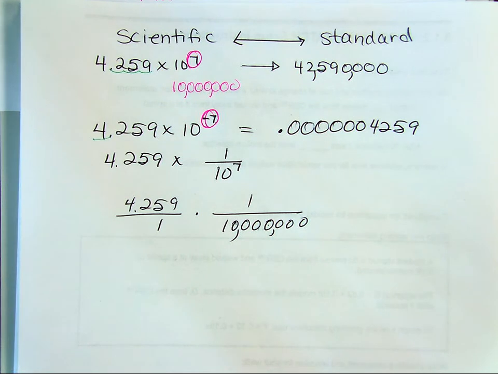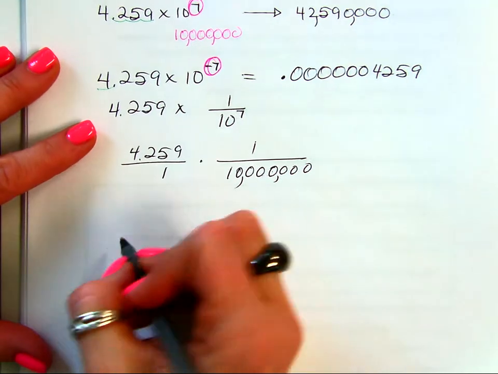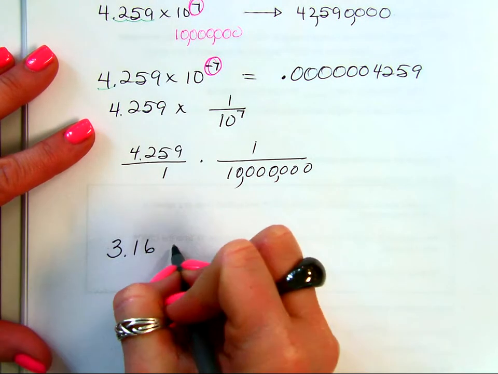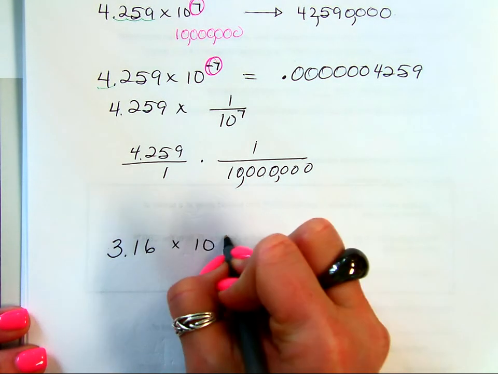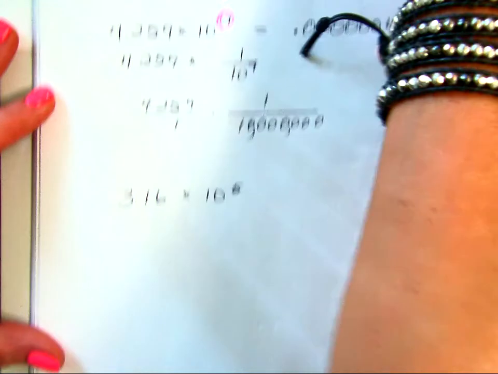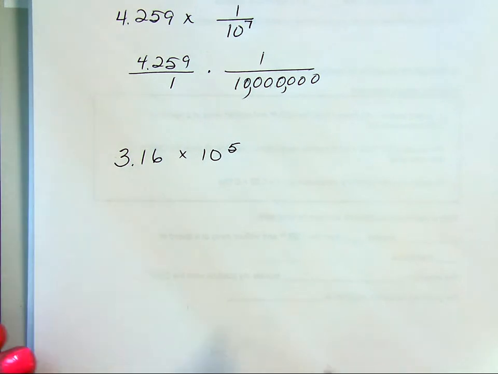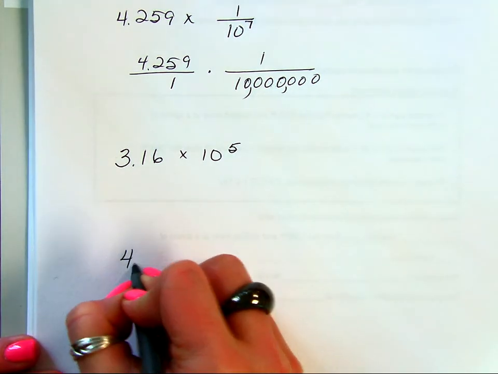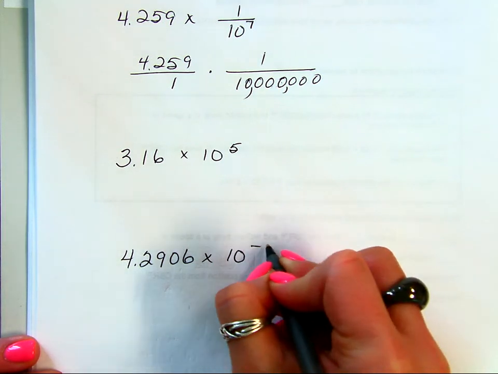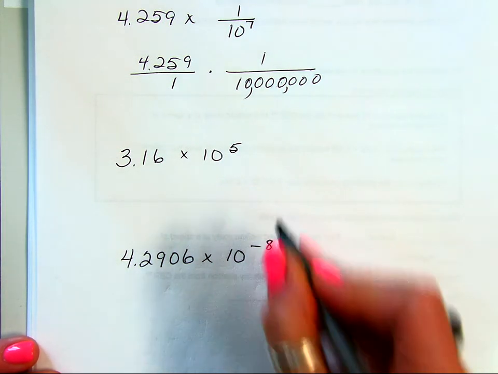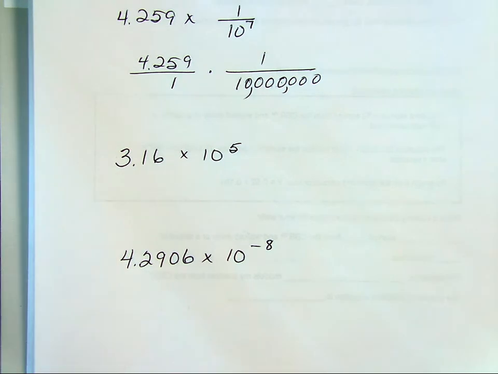All right. So let's take a look. Then you try these two. Ready? 3.16 times 10 to the 5th. Write that in standard form. What number is that really? And when you're done, try this one. Whoops, not negative. We're not ready for that yet. Never mind. Okay. So go ahead and try those two.